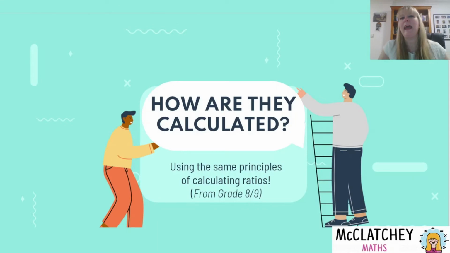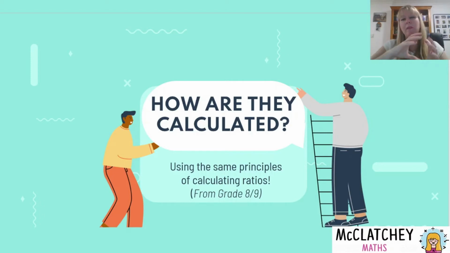So let's talk about how we calculate exchange rates. Well, it uses the same principles that you would have learned in grade 8 and 9, looking at how to calculate ratios. So that's what we're actually doing. When we change, we look at what the value of $1 is, one Australian dollar compared to a number of other currencies, but then we're changing a larger amount of money because no one's going to go overseas with one Australian dollar. They're going to take a bit more than that to spend.